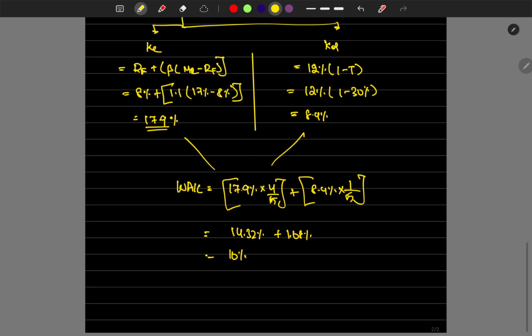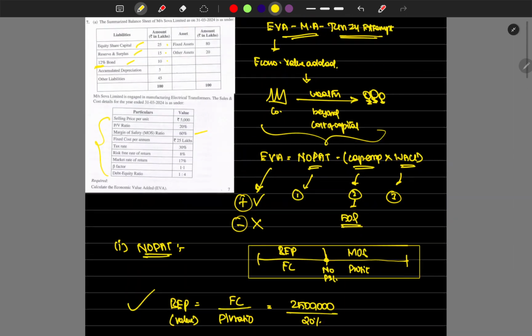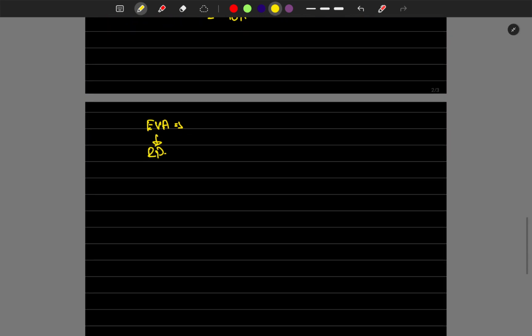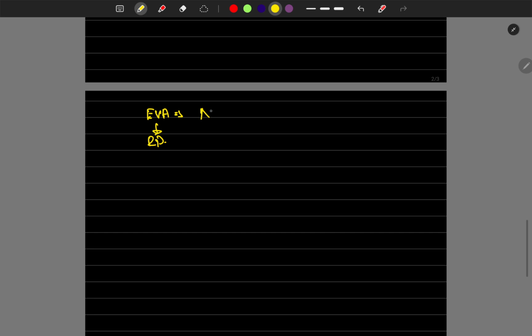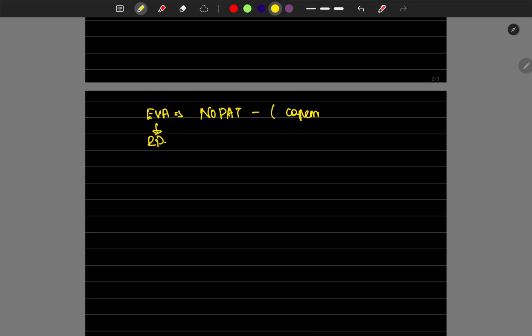Okay, yes guys, we have got all the figures. Now we can directly plug the figures into the EVA formula. What's the formula of EVA? EVA is the real profit. Okay, what's the real profit? We are going to find out now. EVA is your NOPAT minus capital employed into weighted average cost of capital, right?